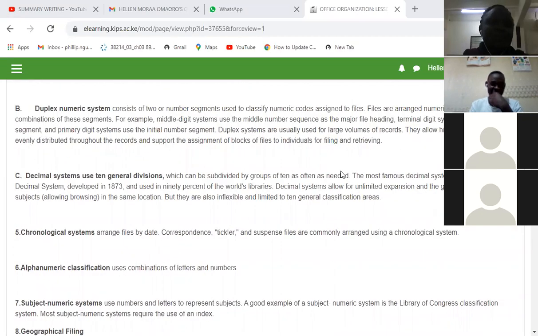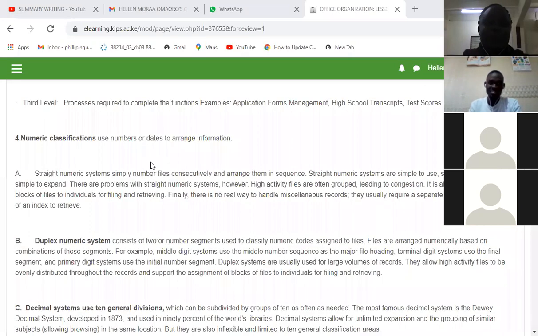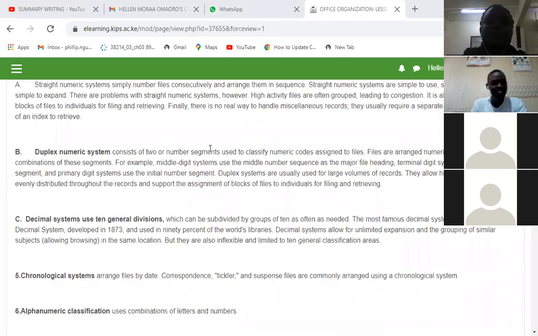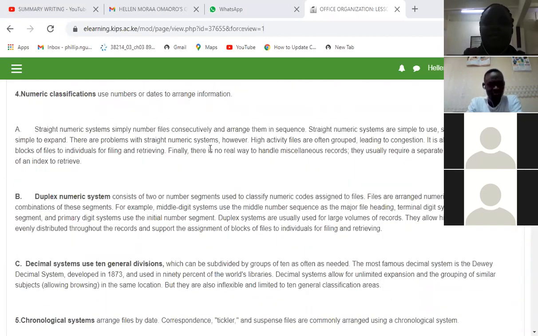Okay. So I left you when we were in numeric classification, where we said we use numbers. I say numeric is divided into 3. You can use straight numeric, you can use duplex numeric or decimal system. Now we are together. Okay, now we can move to number 5.